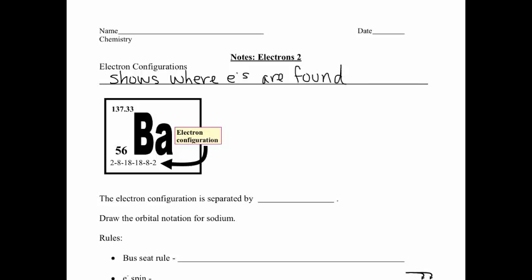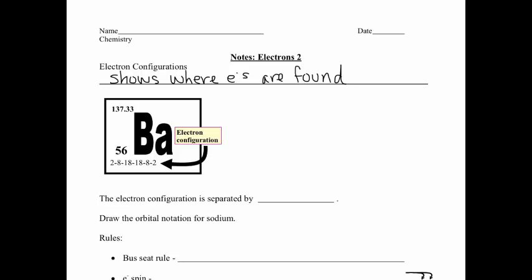In our periodic table, you're going to find the electron configuration below the symbol and underneath the atomic number. What this electron configuration is telling us is the first principal energy level has 2 electrons, the second has 8, the third has 18, the fourth has 18, the fifth has 8, and the sixth has 2 electrons. So each of those numbers is actually separated by principal energy levels. So that'll actually give you a lot of information.